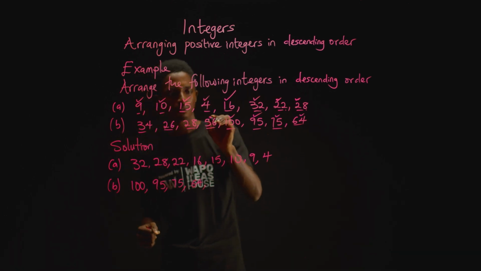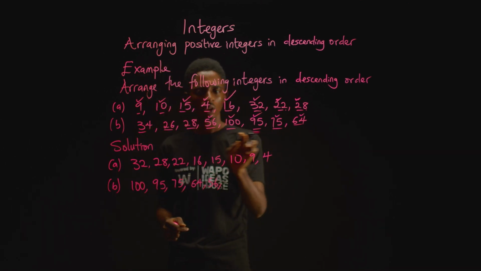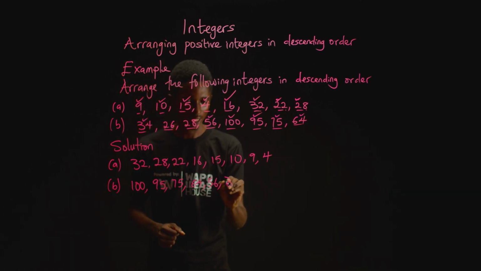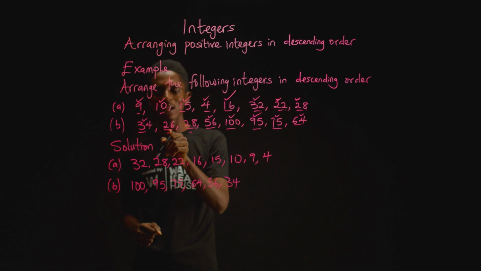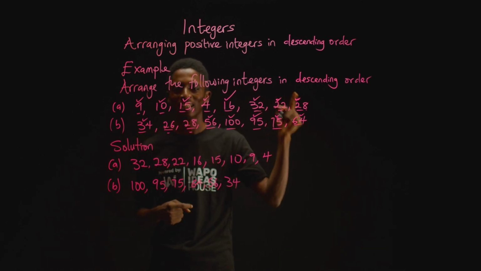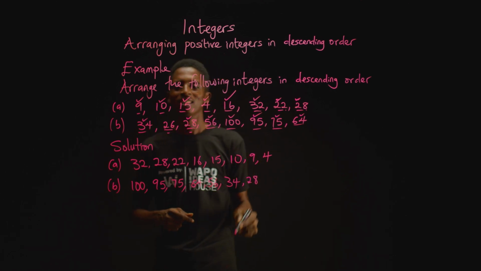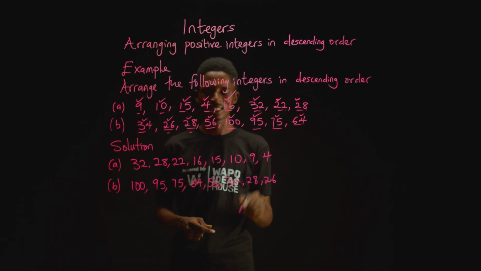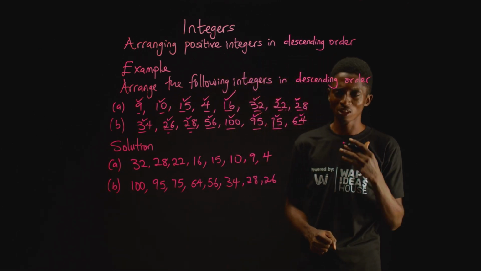Then to 5. 56. 4. We do not have any 4. Then to 3. 34. And then 2. Here we have 2 of them. So we have the number 26 and the number 28. So we consider the second digit. So we count down again. 9, then 8. 28, 7, then 6. 26. Just like that, we have arranged these numbers from the biggest number to the smallest number.